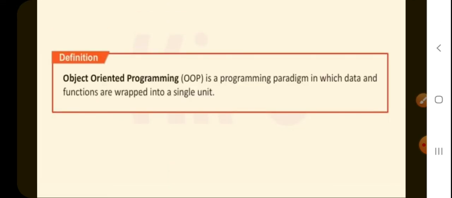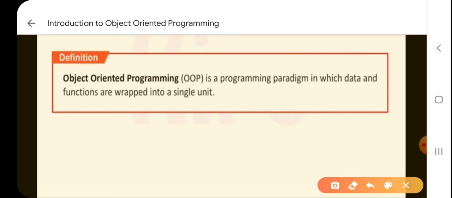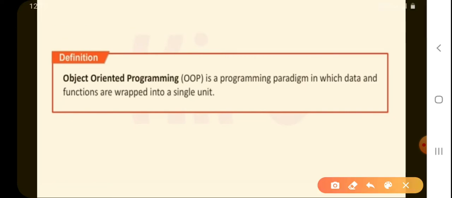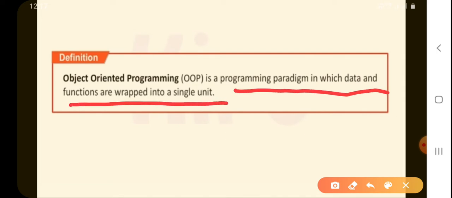Now, the very important definition, please note this down. Object oriented programming is a programming paradigm in which data and functions are wrapped into a single unit. Okay, we had seen in procedure oriented programming that the data and functions were not wrapped in a single unit, but in object oriented programming, data and functions are wrapped into a single unit.